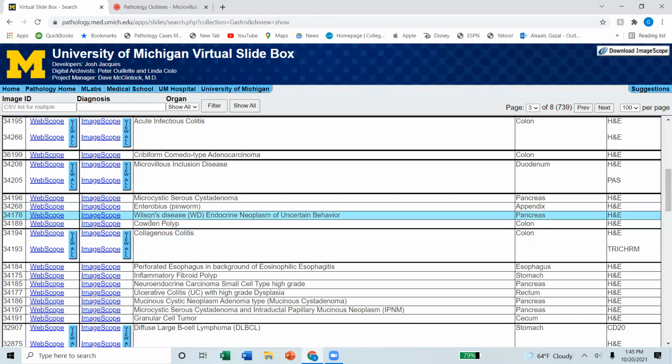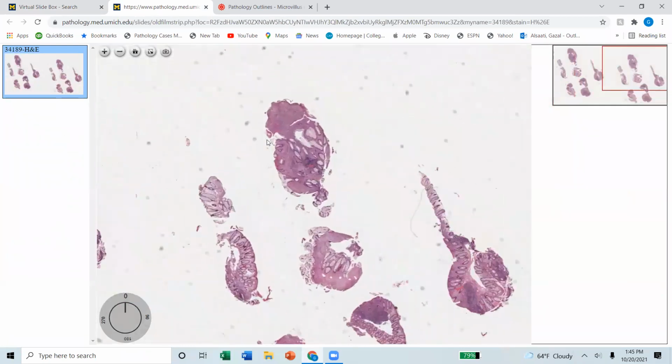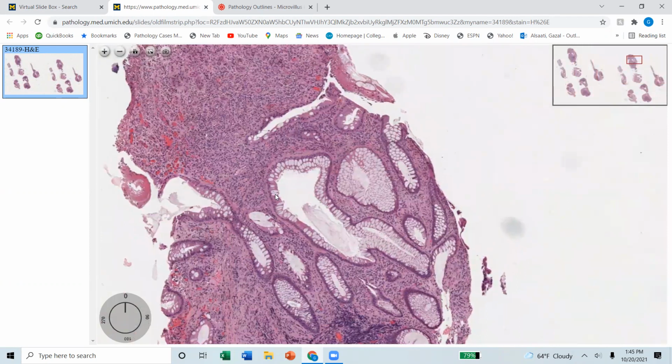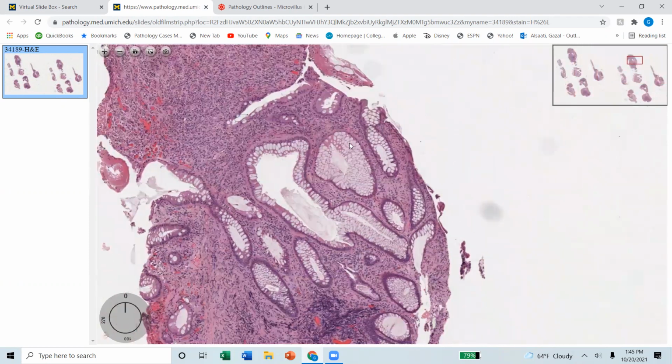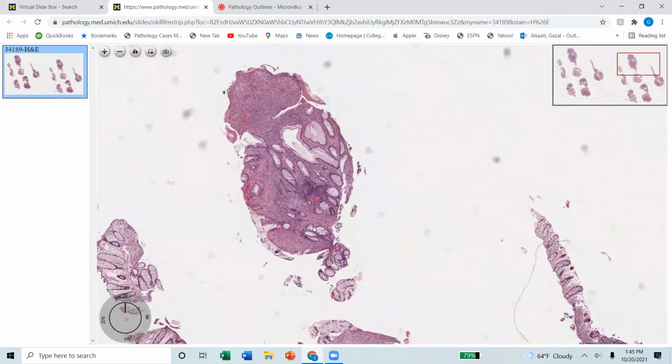Wilson's disease. No, that's pancreas. I'm not going to do it. Cowden polyp, Cowden syndrome. Okay. Did I ever make that diagnosis? No, I haven't. But classically, you'll have cystically dilated glands like that. The patient will have genetic mutations for Cowden syndrome.